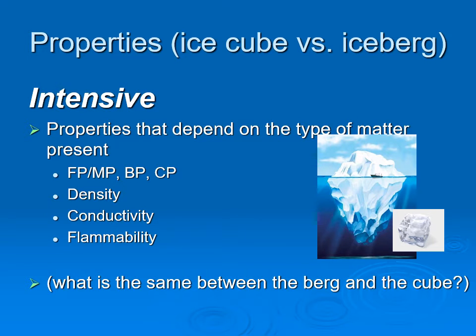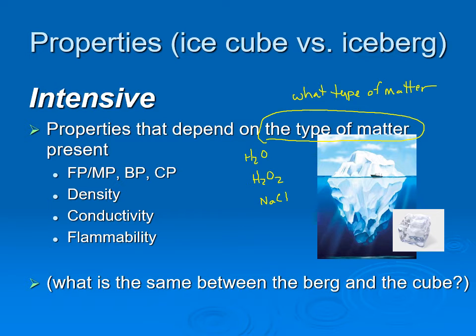So here we are with intensive. Intensive properties, it doesn't matter how much you have, it matters what you have, the type of matter. I'll say it again, what type of matter? And so the type of matter is, do you have water or do you have hydrogen peroxide? Do you have table salt or do you have something like ice melt, which is like rock salt that you throw down on your sidewalks that is not really food grade?